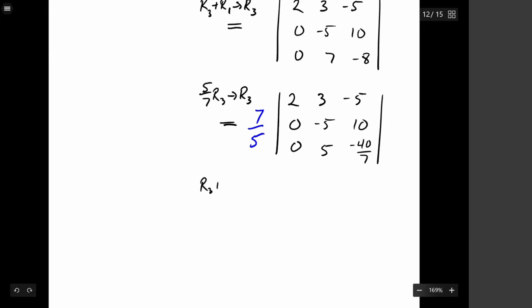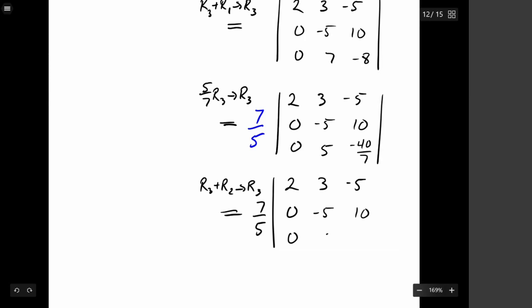Row 3 plus row 2 goes to row 3. All right, so the 7/5 hangs out here still. We have 2, 3, minus 5, 0, minus 5, and 10. 0, 0. Now we need 10 plus negative 40 over 7. I'll let you double check. That's going to be 30 over 7.